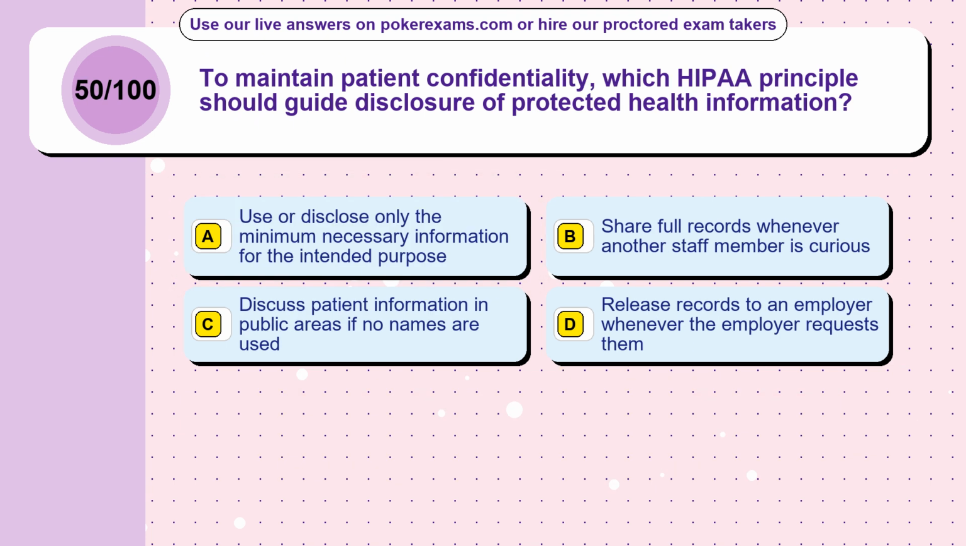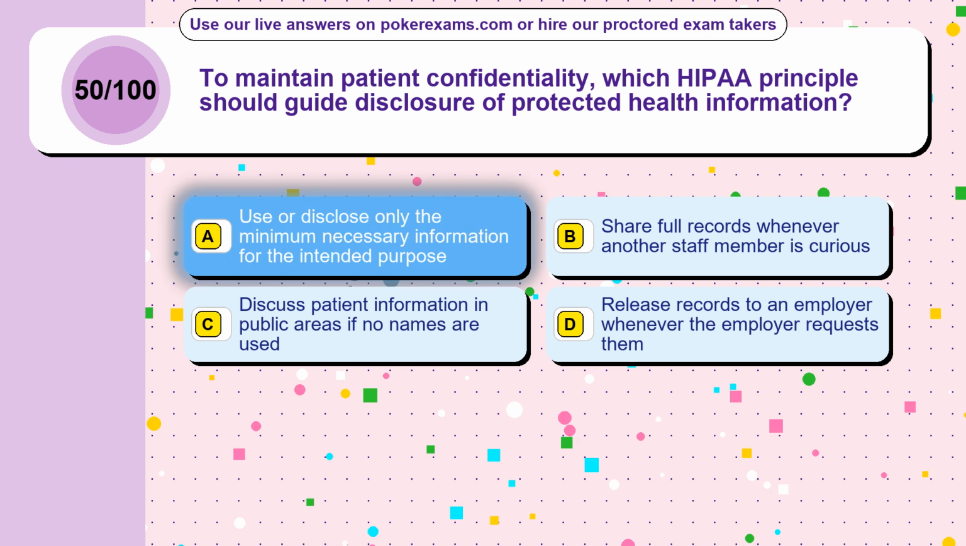Question 50. To maintain patient confidentiality, which HIPAA principle should guide disclosure of protected health information? Option A. Use or disclose only the minimum necessary information for the intended purpose. Option B. Share full records whenever another staff member is curious. Option C. Discuss patient information in public areas if no names are used. Option D. Or release records to an employer whenever the employer requests them.